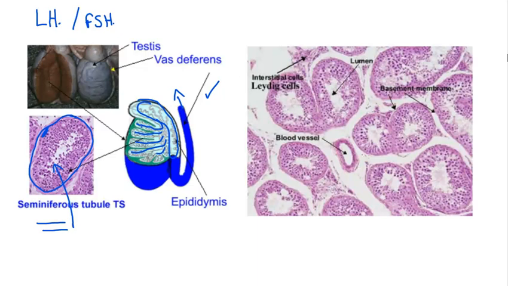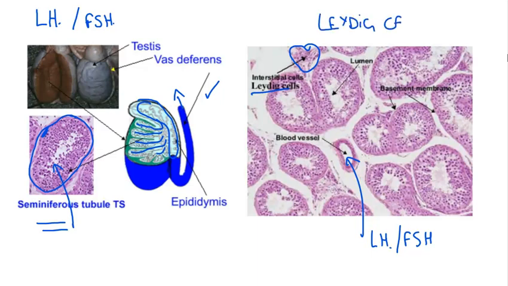Importantly, within the sections of the testes, we have, of course, blood vessels, which are bringing in the luteinizing hormone and the follicle stimulating hormone. And the particular targets of which we're interested in here are tissues like this, which are the Leydig cells, and also the cells of the seminiferous tubules themselves.